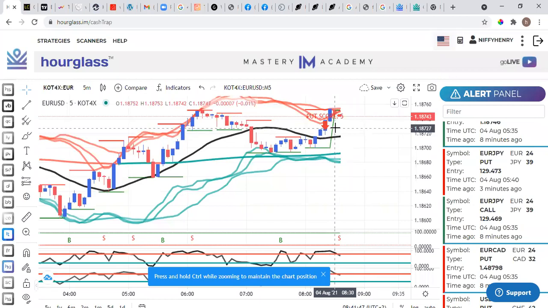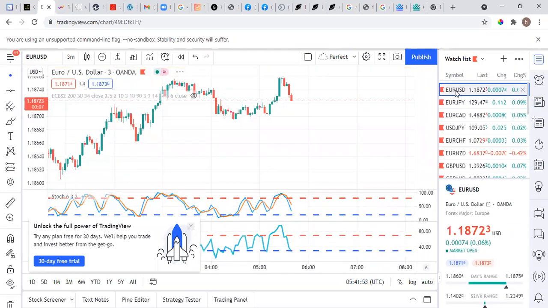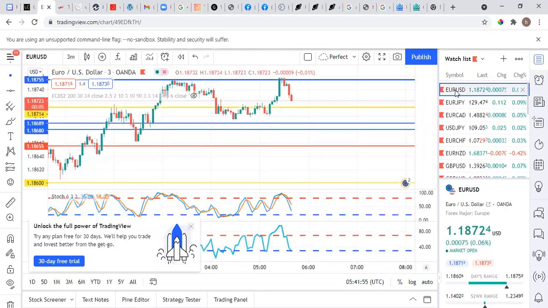There's this Euro USD put score file. Let me check that. I just saw a trade idea on Euro. Oh, it has played out already. We missed it. It has played out already. Cash trap gave us a trade idea here.